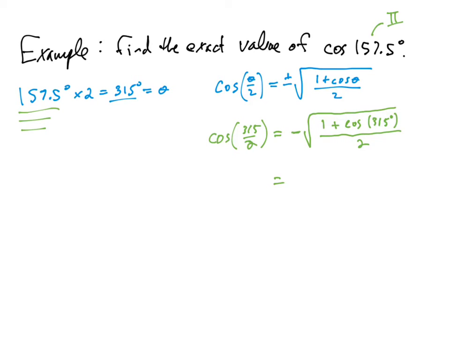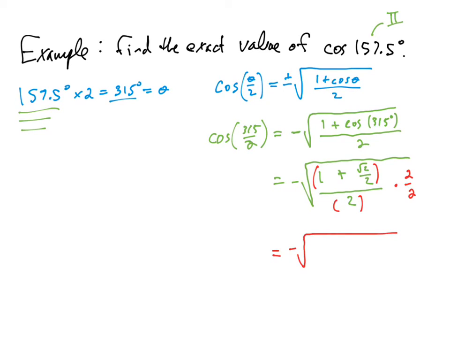So from here, we just need to simplify. This doesn't get simplified very much, and it still seems kind of complicated. But 1 plus cosine of 315 is 1 plus positive root 2 over 2, all divided by 2. Now to simplify this, I'm going to multiply the top by 2 and the bottom by 2, and this is going to remove the denominator in the complex fraction. So negative square root of 2 plus square root 2 all over 4 here.